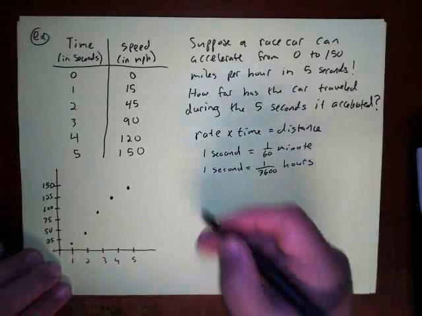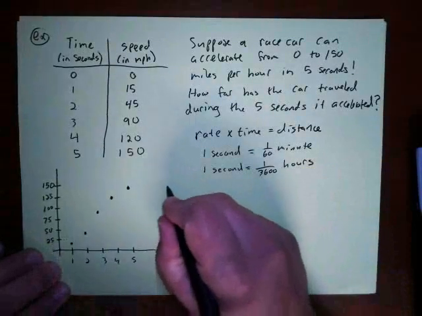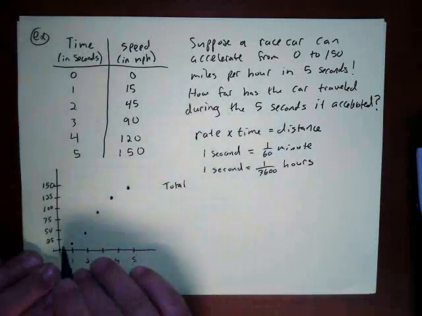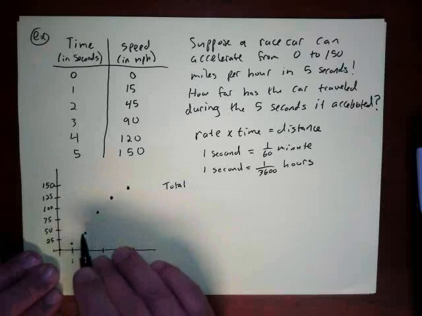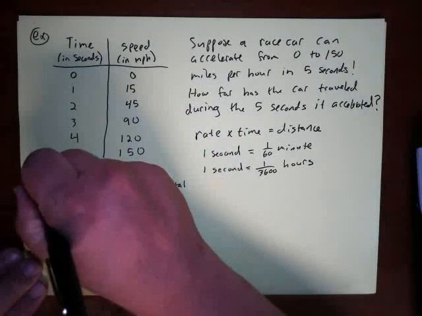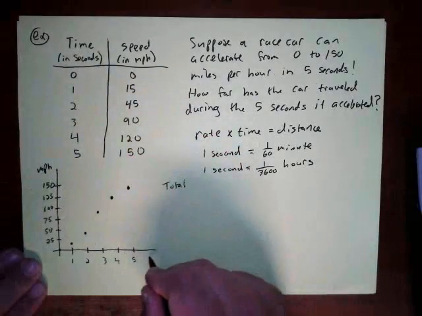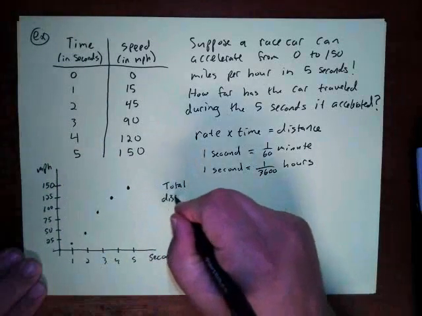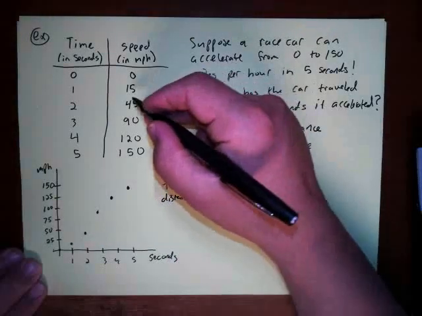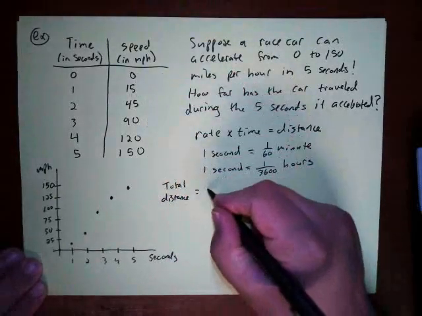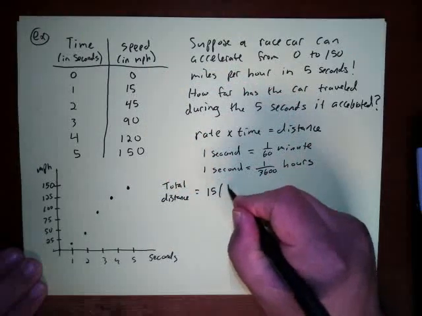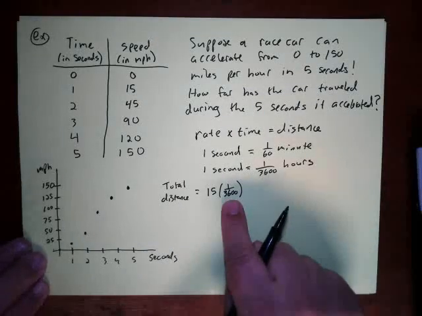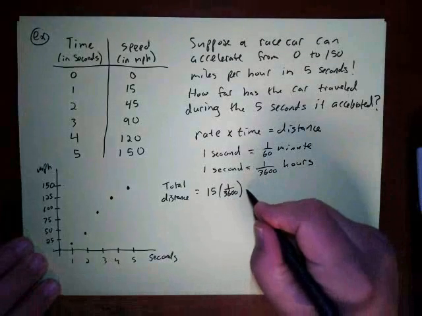So now, we're going to say that the total distance here, and this, by the way, we're going to look at this in a minute. This is kind of a graph of each of these times. This is miles per hour. This is seconds. So the total distance here, let's say, I'm going to say for that first second we went 15 miles per hour for this much of an hour, a small fraction of an hour.